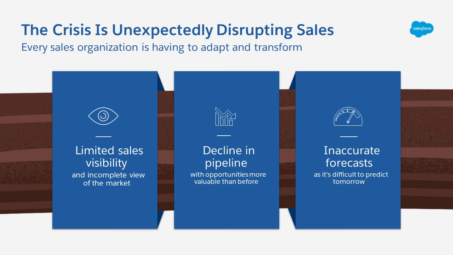As the SFA leader with 150,000 customers, we're seeing sales organizations around the world experiencing steep decline in pipeline, due to the economic uncertainties, and the stakes are high with every open opportunity becoming more valuable. And as a result, most sales leaders are finding that providing accurate forecast guidance is more difficult than ever, since you can't rely as much on the past to predict the future.